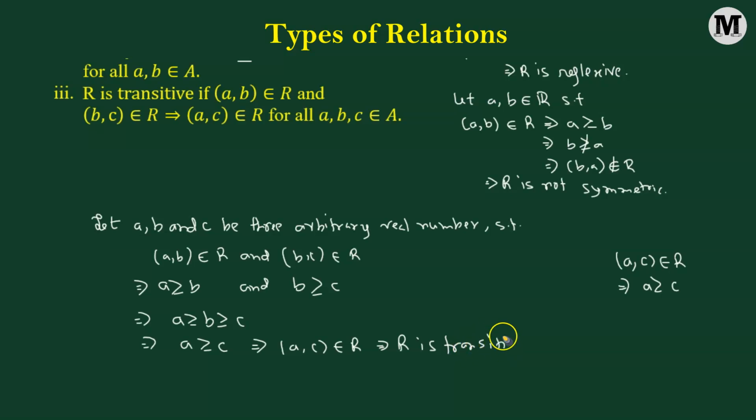So R is a transitive relation, because we started out by considering two ordered pairs (a, b) and (b, c) belonging to the relation R, and we are able to show that (a, c), this third ordered pair, also belongs to the relation R. So here we have finally verified that the relation greater than or equals to is a reflexive and a transitive relation, but it is not a symmetric relation. Hence proved.